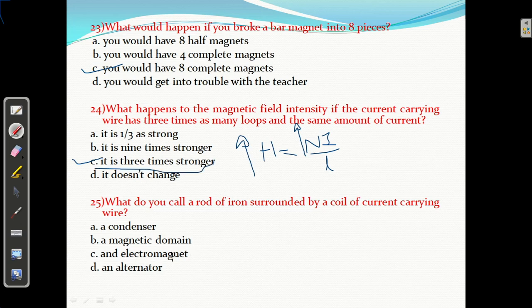25th, last question. What do you call a rod of iron surrounded by a coil of current carrying wire? Condenser? No. Electromagnetic domain? No. Electromagnet? Yes, C is the correct answer. It is called an electromagnet. Okay. Question number 25. I'm covering it.